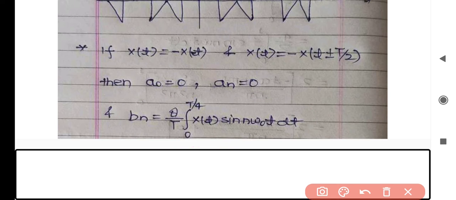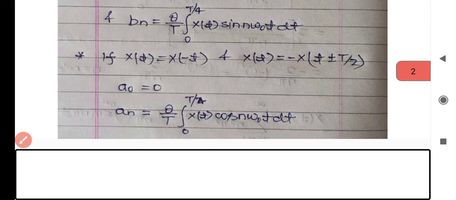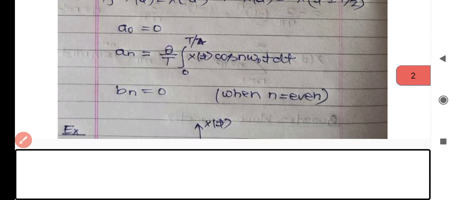And if the signal follows even symmetry with half wave symmetry, then the coefficient a naught will be equal to 0 and an will exist, which will be equal to 8 upon T, 0 to T by 4, x(t) cos n omega naught t dt. And bn will be equal to 0 when n is even.